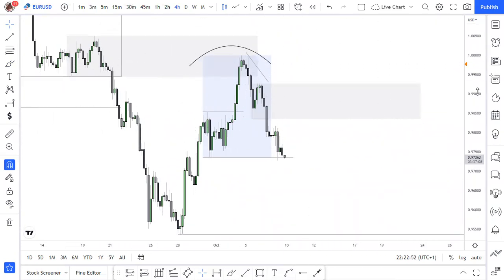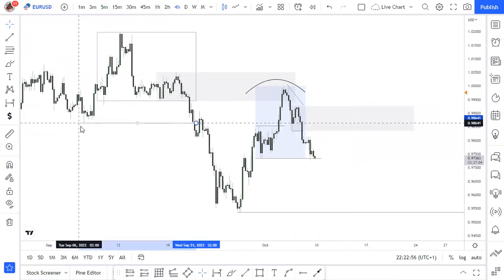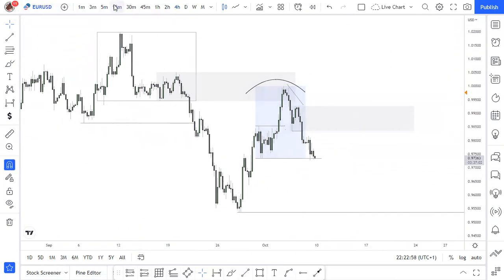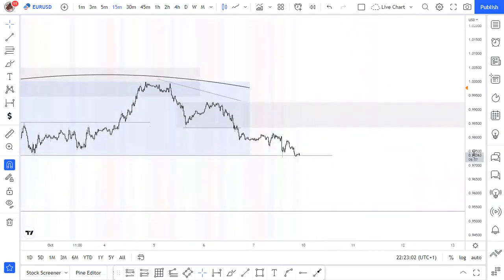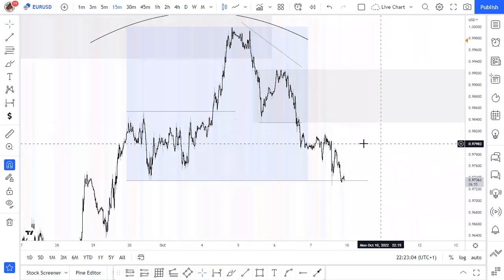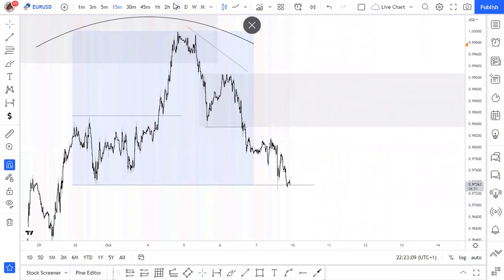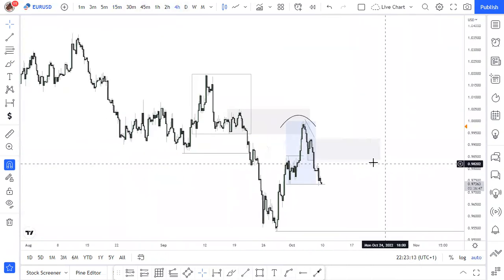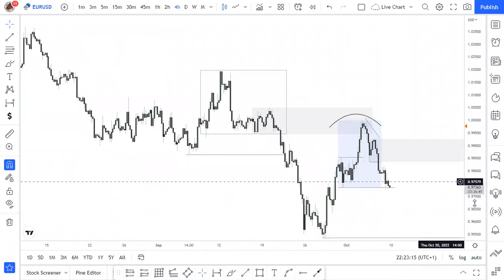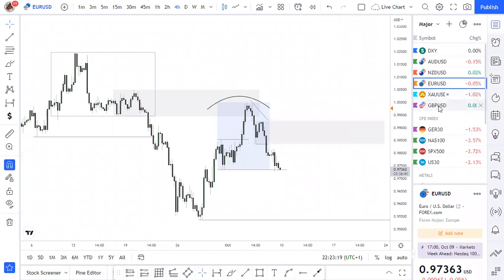the 4 hourly time frame. So just checking the 15 minutes. Yeah, don't really have anything here. So yeah, that's it for Euro USD. It's actually very simple and clean. So going over to pound USD.